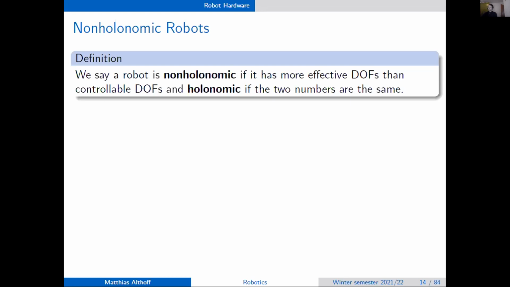A typical example would be a car. If you have a car on a 2D road, you have only 3 degrees of freedom, right? You have 2 translational degrees of freedom, X and Y, and the heading of the vehicle. And how many degrees of freedom can you actually influence? Think of driving a car. How many degrees of freedom?